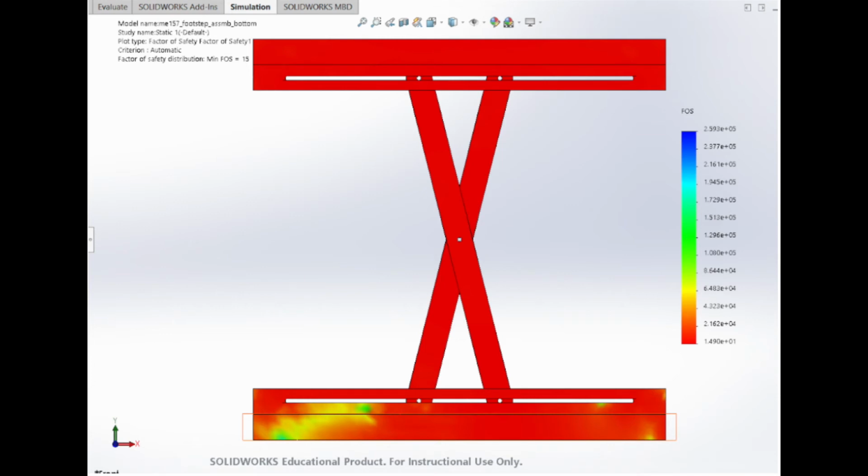The calculated safety factor of 15 is well above the required safety factor of 2. This difference allows us to consider alternative materials other than 6061 aluminum to increase strength and decrease the overall weight of the system.